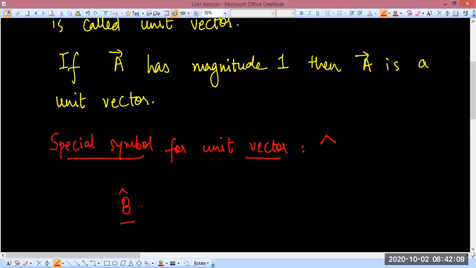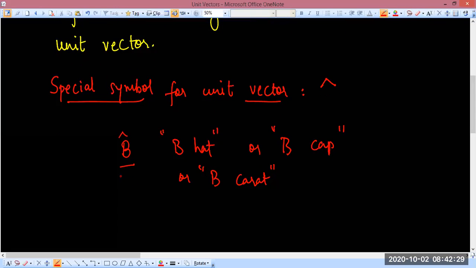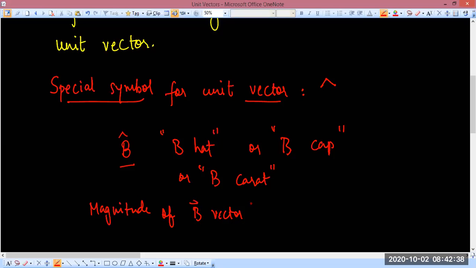If you write b hat like this, b hat or b cap, how do we read it? B hat or b cap. Okay, whatever you like. Some people say b carrot. No problem, all three are valid. What this means is the magnitude of the B vector is 1. That is what it means.